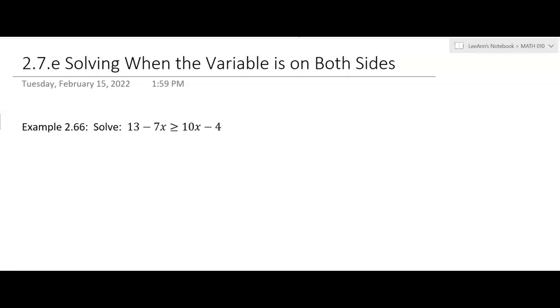Okay, so I actually have two examples in this video. In the first one, we see that you've got a 7x, minus 7x on the left, and a 10x on the right. Now, I always like to have my variable on the left, so I'm going to subtract 10x from both sides. This is a subtraction step. So I'm going to say 13 minus 17x is greater than or equal to negative 4.